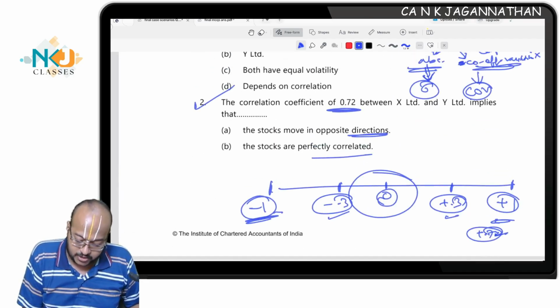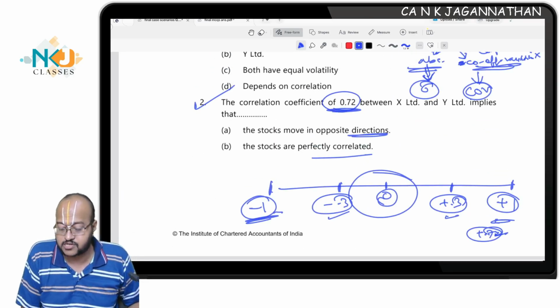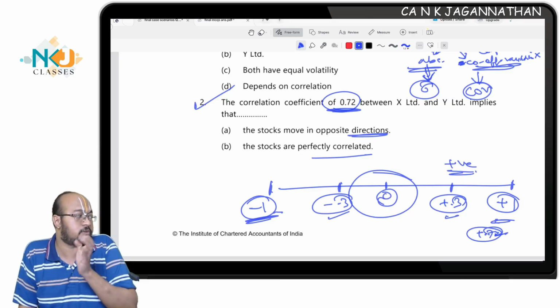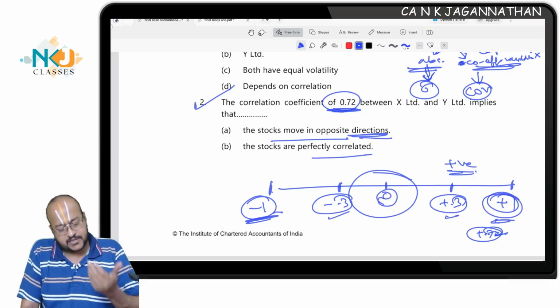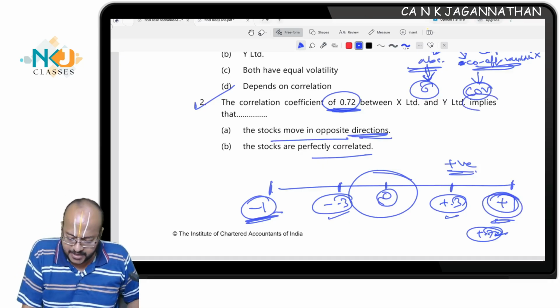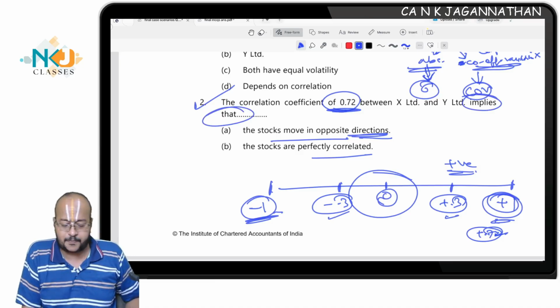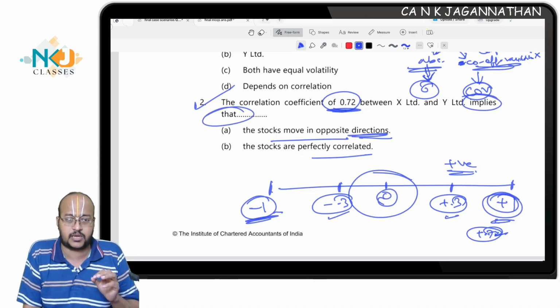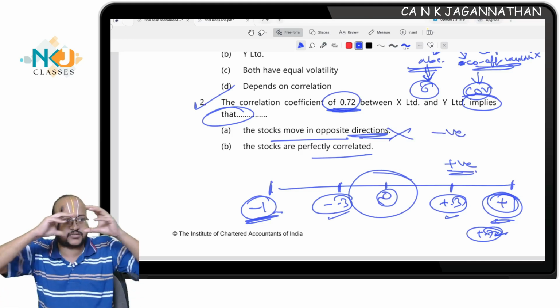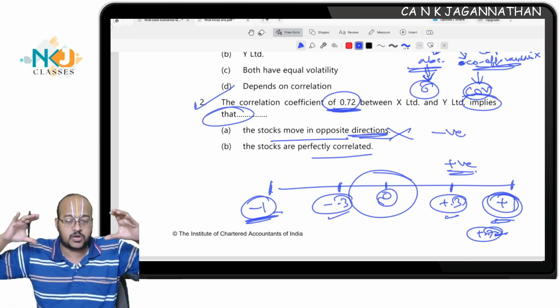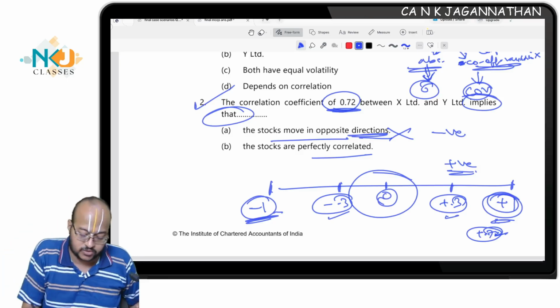So here in this case, 0.72 is there. First of all, this is positive correlation, and there is strong positive correlation because it is near to +1. Are you understanding? The option says the stocks move in opposite direction. Why is this wrong? Because negative correlation implies movement in the opposite direction. Positive correlation means the stocks move in the same direction. So this is not the correct answer.